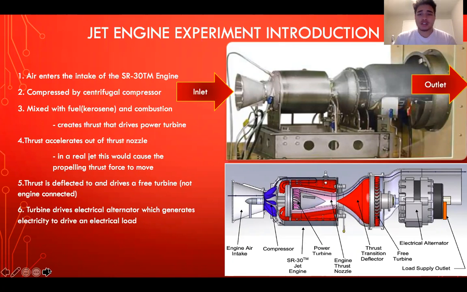We're pretty much intaking air into our compressor. From there, we'll get a high pressure increase. From there, it'll enter our combustion chamber, which will then enter our power turbine. From our power turbine, that will produce a thrust, which will be deflected to our free turbine, which is connected to our alternator by a shaft. So that free turbine and that shaft that's being spun is going to generate power with our alternator.